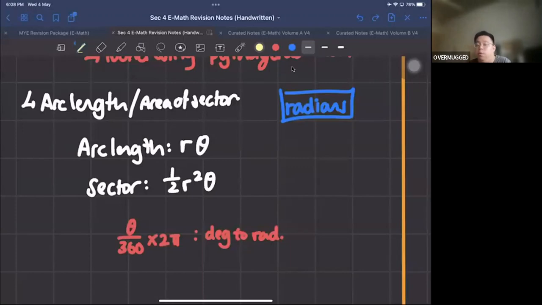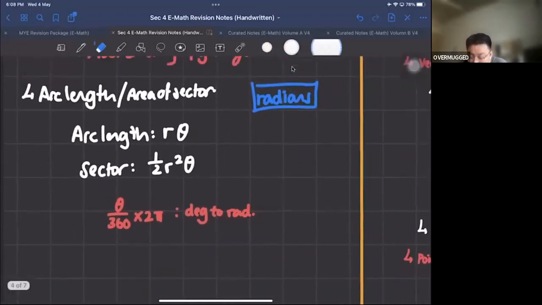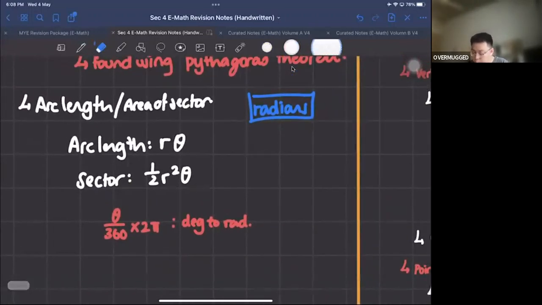The arc length and area of sector formulas are given to you, so please memorize them. And also the conversion between degrees and radians is this. Or if you want to use theta over 180 times pi, that also can. Both will work. Now, one common mistake about arc length and area of sector questions is that sometimes people will calculate something and then never notice that one of the angles is in degrees. So you have an equation with both degrees and radians inside. Must be very careful. Please convert all your degrees into radians first before calculating the value.